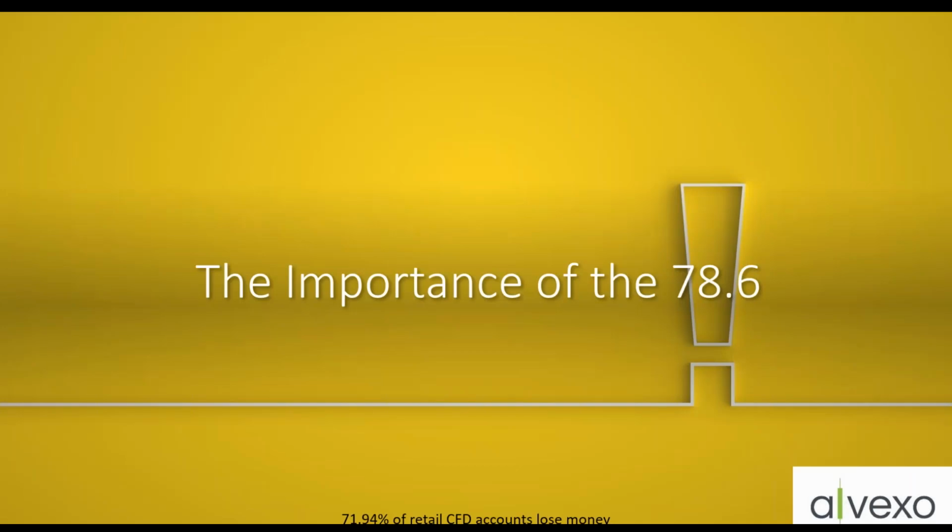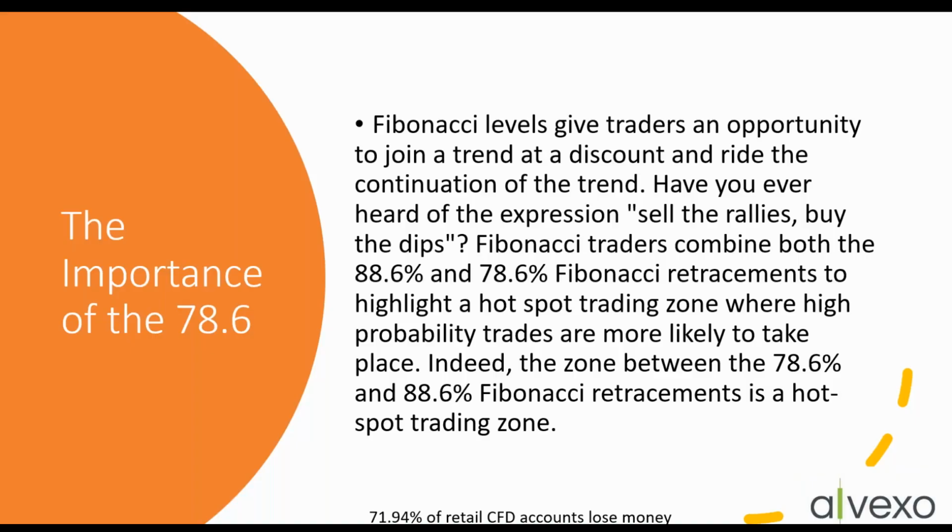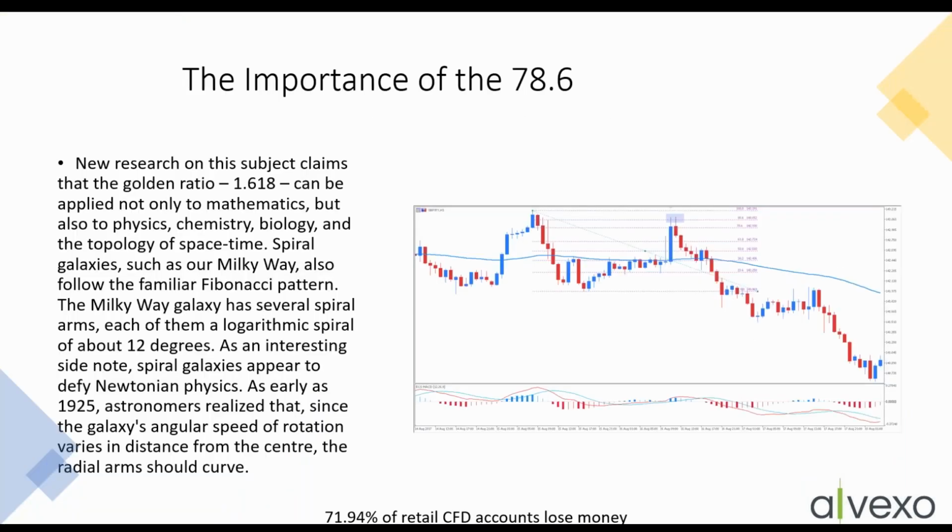I mentioned to you earlier the 78.6. That's like the bargain basement. There's a whole bunch of trading strategies out there in the marketplace, and I've done videos on how to use the 78.6 to find a bargain basement trade. Imagine yourself in a store and the salesperson says, all of our goods are available at 78% discount. Buyers step up out of anywhere. You buy 3 things at 78% off, and hopefully one of them is going to turn into profit. There are all kinds of strategies about the 78.6. It even goes farther, to the 88.6, but I don't look at it.